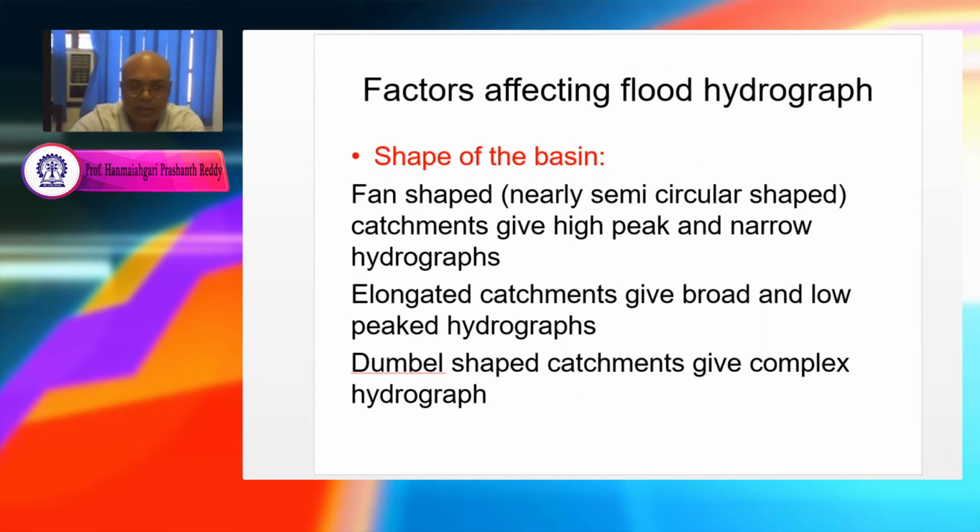So you can see that fan shaped or near semicircular shaped catchments give a high peak, and they give narrow hydrographs. Elongated catchments give broad and low peaked hydrographs. Dumbbell shaped catchments give a complex hydrograph. Complex hydrograph in the sense that it has multiple peaks.